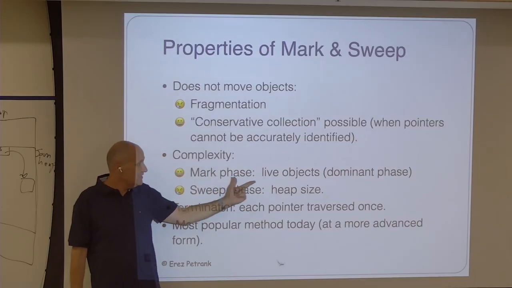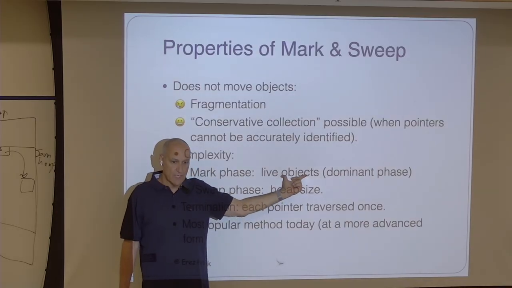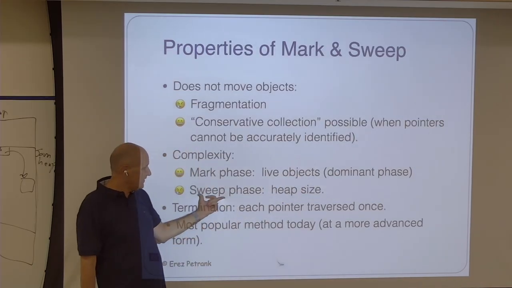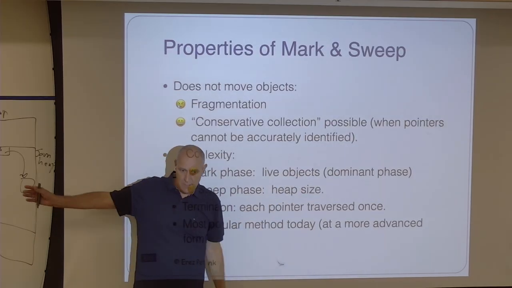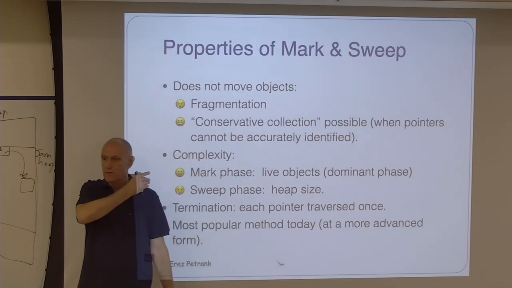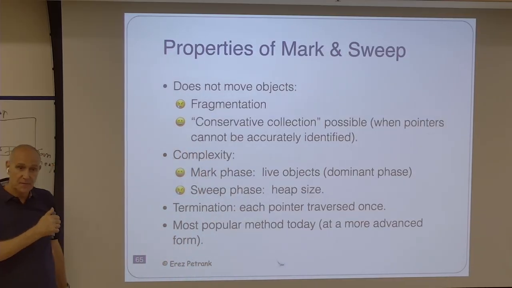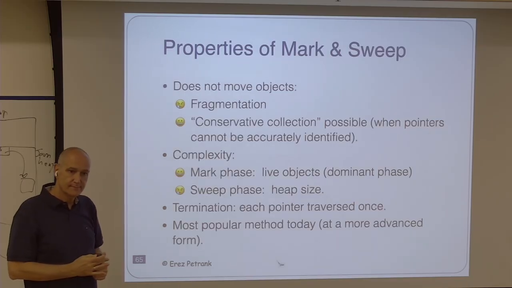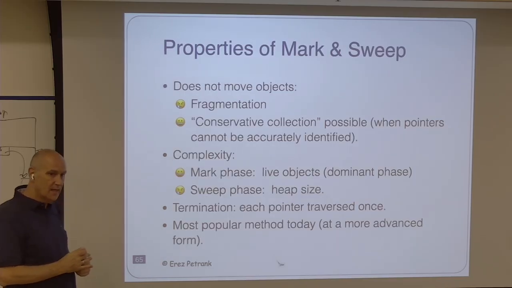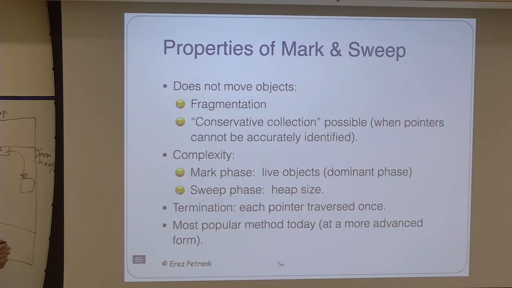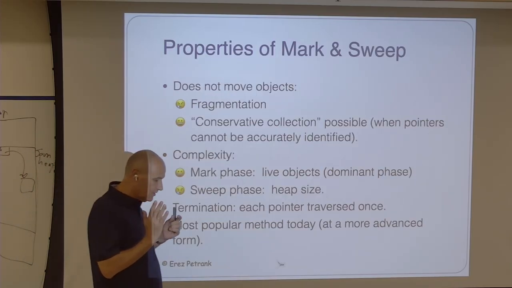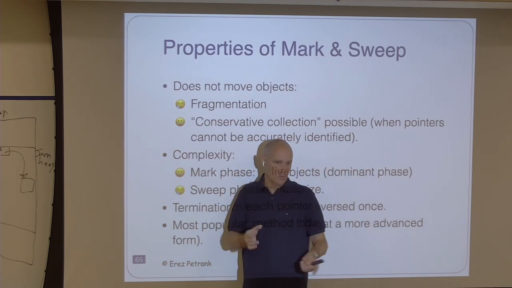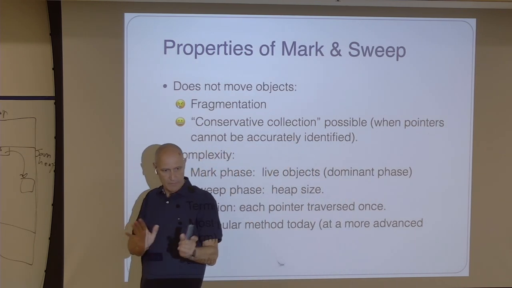Complexity. So the mark phase only touches the live objects like a copying collector, and the sweep phase touches all the heap. It goes through the heap, right? So, yeah, question. For the sweep phase, we do need to know on the heap what is an object and what is not, right? Right. So all the objects have a very standard organization with a header, and you know everything that's happening there.